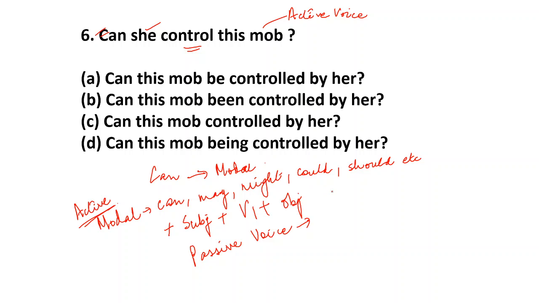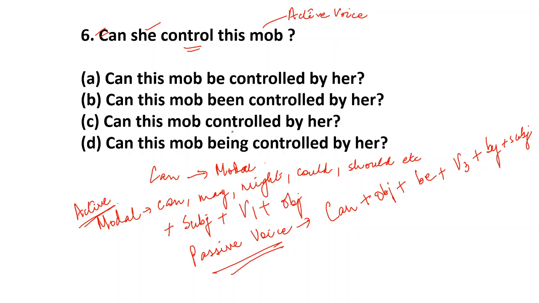Now in the passive voice, what happens? You have to again start with the same word, the same modal. Any modal which comes, it will start with the same modal. Can, suppose, then you will bring the object, then be, then there has to be V3, that is the third form of the verb. Then of course by will be there, plus of course the subject. So this is the passive form. Find out which answer will be correct. This is in the active voice, so what will the passive voice be? Can plus object plus be plus V3 plus by and the subject.